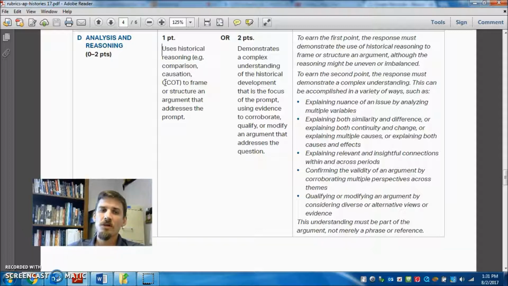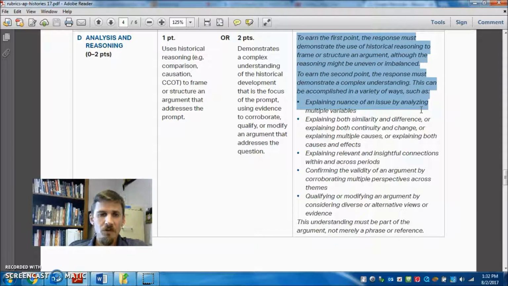Okay, so again, with this part, it's a 1 and a 2. 1 is very basic, and 2 is going to be dealing with that on a much deeper level. They just feel like you have a deeper understanding of how you're using that particular type of argumentation. So again, it's going to be up to the reader, kind of qualitative. Come over here to the right and read what College Board is looking for. It says to earn the second point, the response must demonstrate a complex understanding. This can be accomplished in a variety of ways.